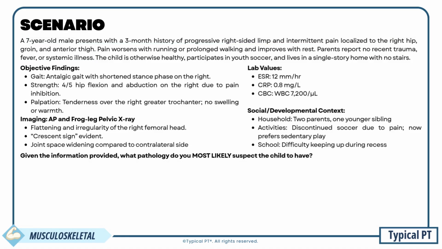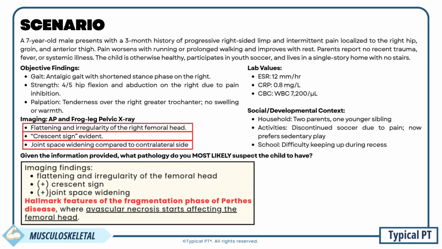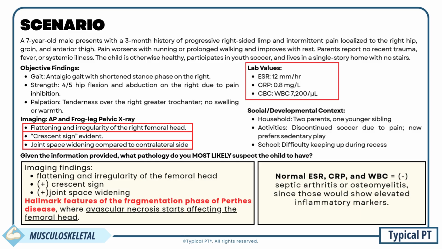Third, let's look at the imaging findings. The X-ray shows flattening and irregularity of the femoral head, along with a crescent sign and joint space widening. Those are hallmark features of the fragmentation phase of Perthes disease, where avascular necrosis starts affecting the femoral head. Lastly, check the lab values. ESR, CRP, and WBC are all within normal limits. That means this isn't septic arthritis or osteomyelitis, since those would show elevated inflammatory markers.